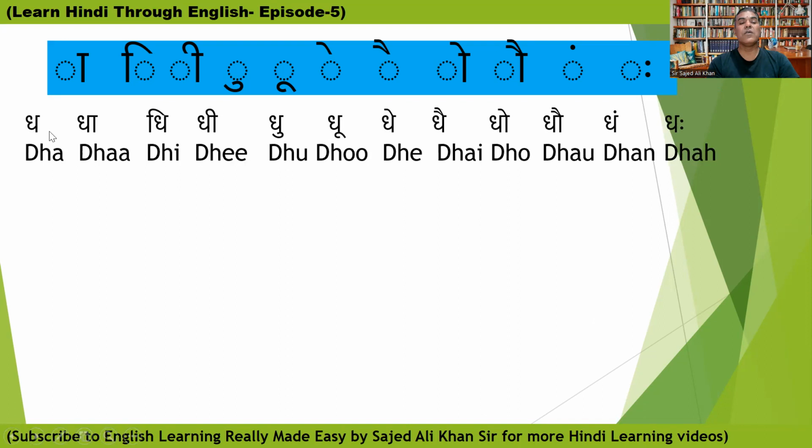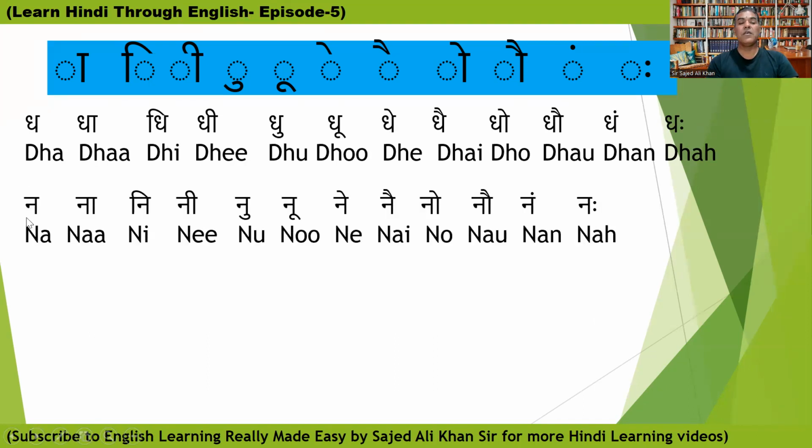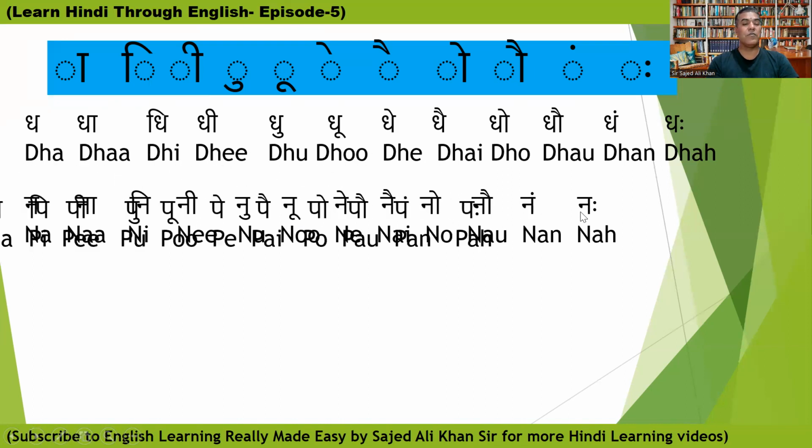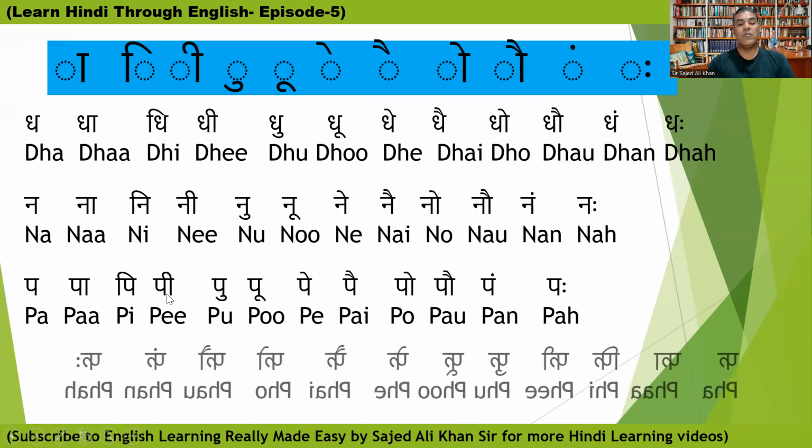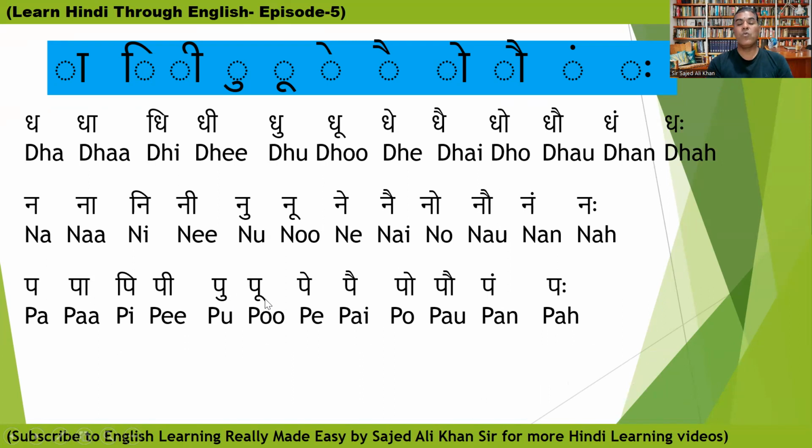Next is dh: dha, dhi, dhu, de, do, dhan, da. Next word is n: na, ni, nu, ne, no, nan, na. P: pa, pi, pu, pe, po, pan, pa.